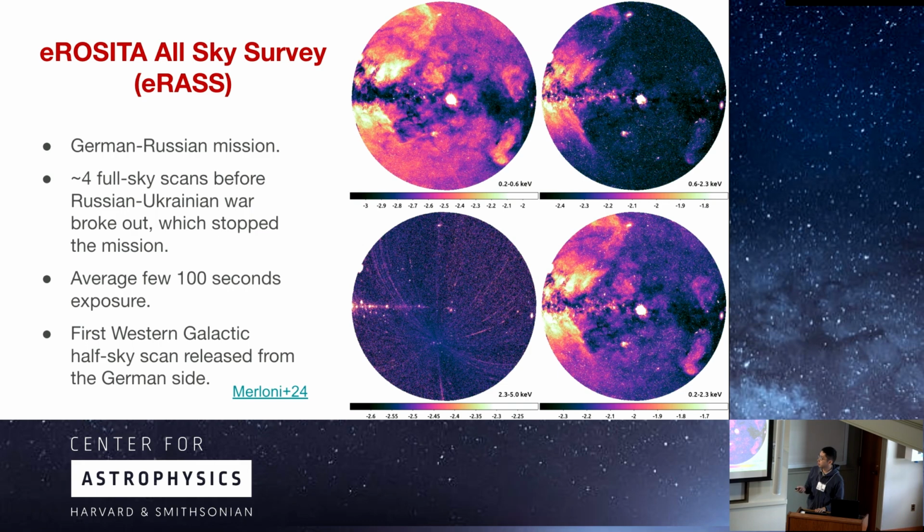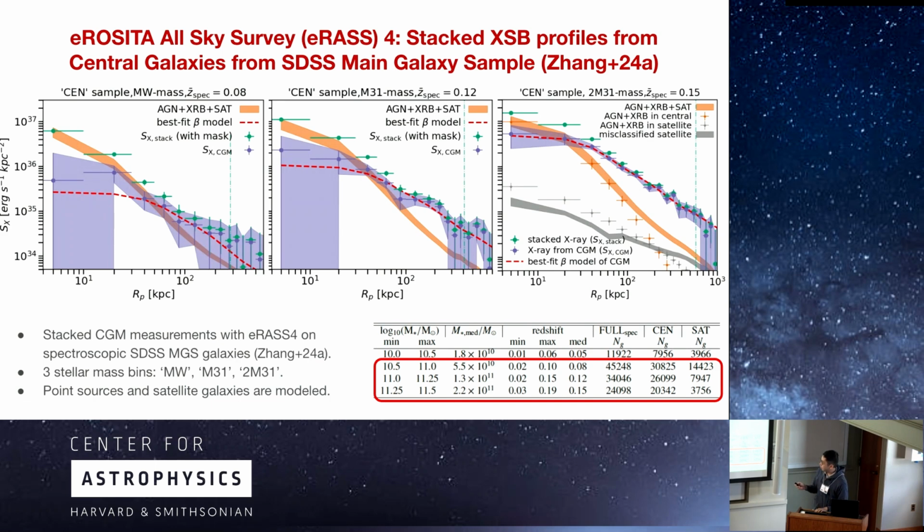It's a German-Russian mission, and it completed 4 full sky scans before the war broke out, which stopped the mission. It averaged a few hundred seconds per exposure. The first Western galactic sky has been released from the German side. The observational data that I'm going to compare with the simulation is from eRASS:4, which means the 4 full sky scans, from this paper, Zhang et al.